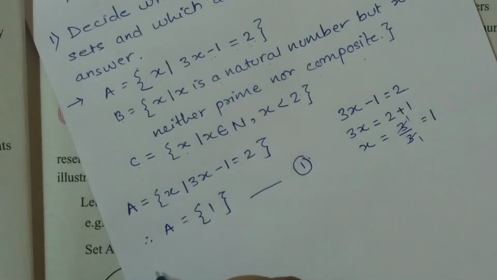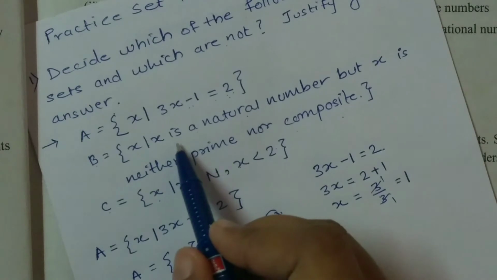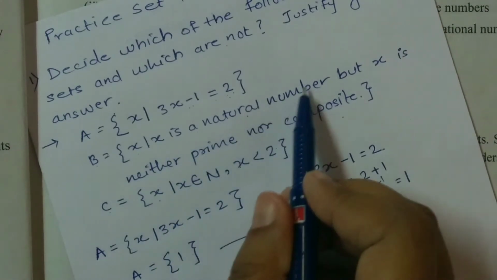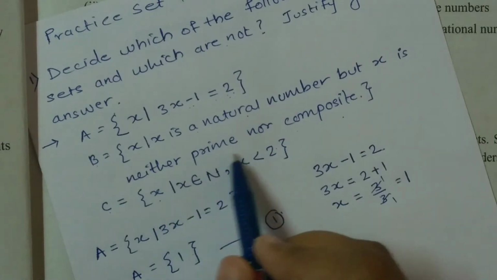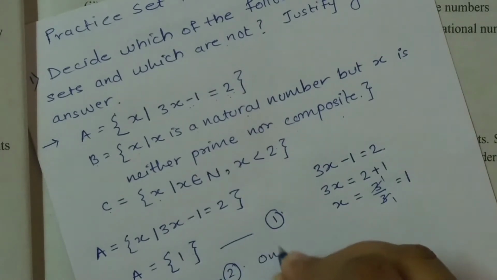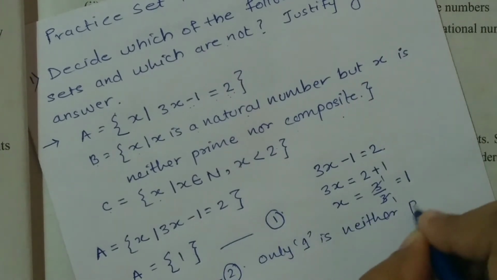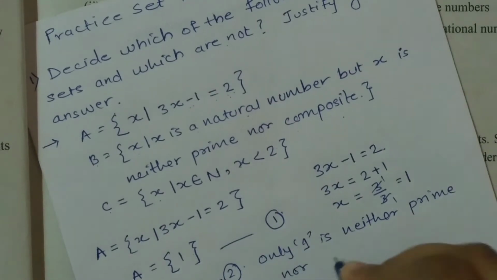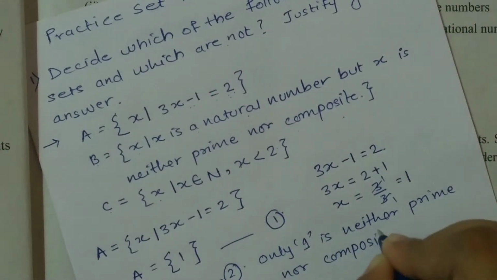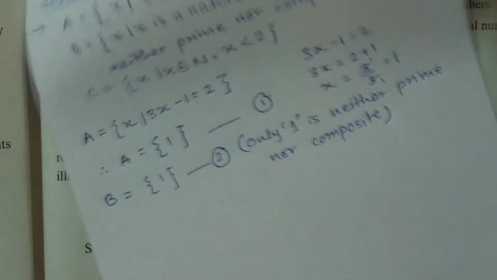Equation 1. B is the set of all x where x is a natural number but x is neither prime nor composite. That is {1}. Equation 2. Only 1 is neither prime nor composite. This is our justification. We have to write this. If you don't write this, you will not get a mark.